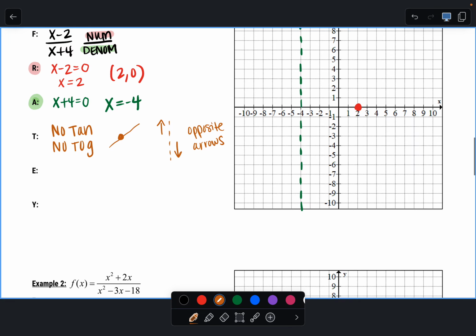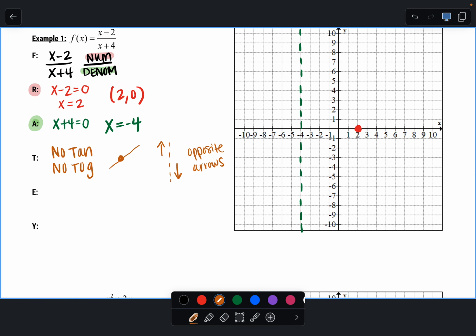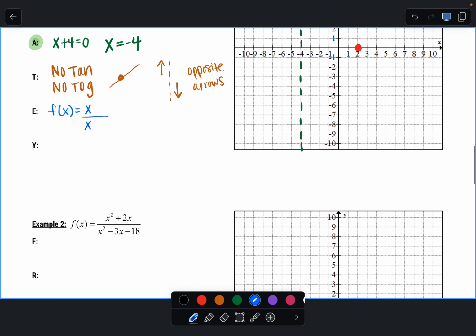Okay, end behavior. If I look at my standard form, and standard form is the problem that we give you, I have x over x. So really, I'm looking at f of x equals x over x. Yes, there is a minus 2, and yes, there is a plus 4, but that does not matter. All that matters is the term that has your highest degree. Right now, I have a degree 1 over a degree 1. So is there a bigger one? Are they the same? What are we thinking?